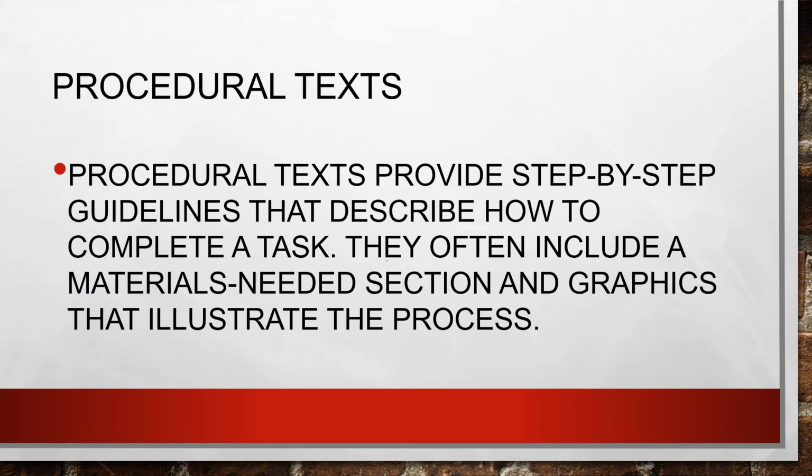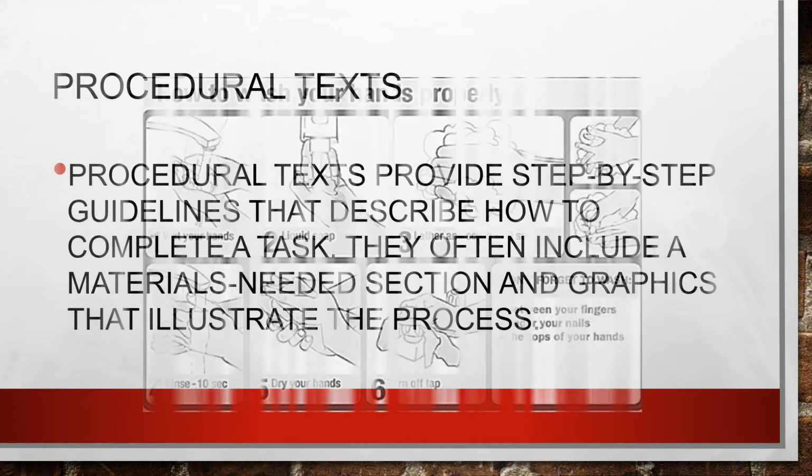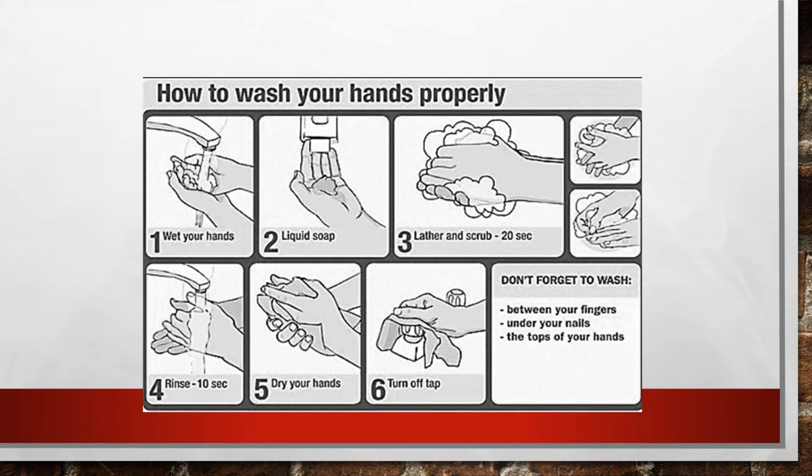The fourth type of informational text is procedural text. Procedural text provides step-by-step guidelines that describe how to complete a task. They often include a materials needed section and graphics that illustrate the process. Here is an example of a procedural text. So this is a step-by-step guide on how you're going to wash your hands.